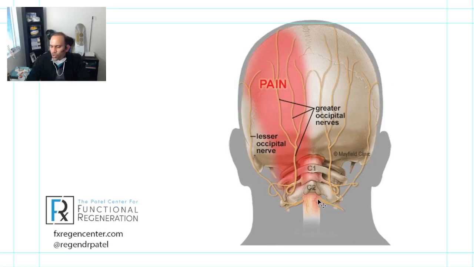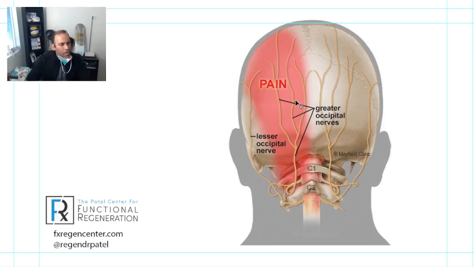We have these two nerves that come out of the neck region and go up into the head. These nerves, the greater and lesser occipital nerves, are in charge of sensation throughout the back of the head, and irritation of these nerves can actually wrap around the head all the way across to the front. This is a very common area to get irritated.